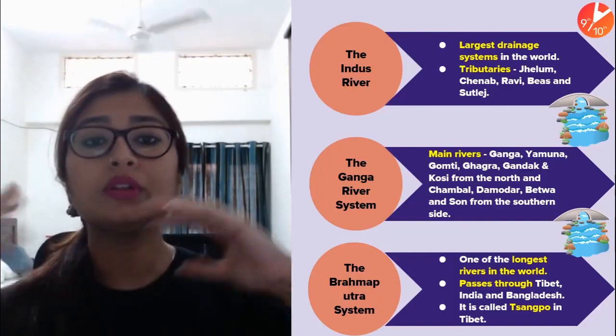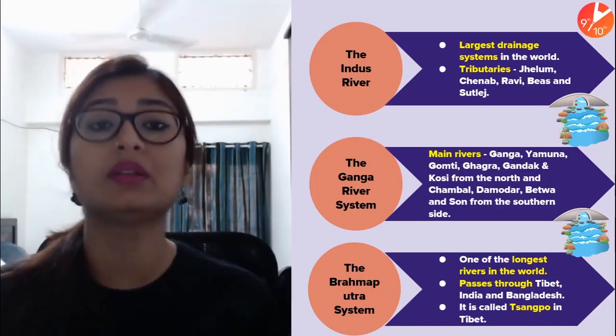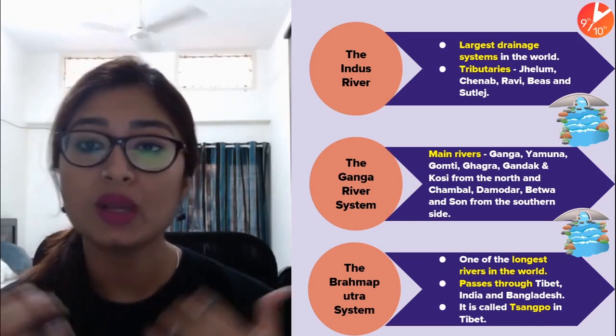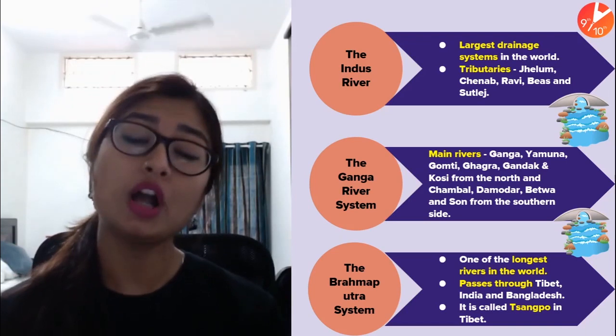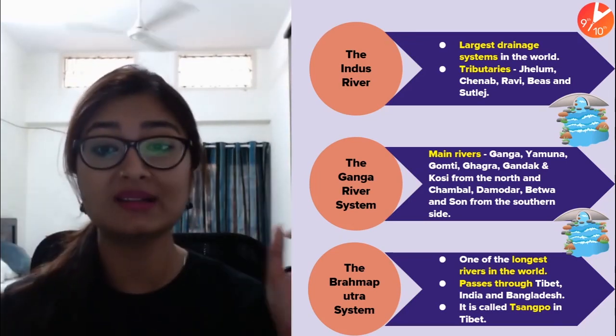Let's talk about the three major river systems that we have in the northern part of India. So we start with the Indus River. The Indus River is actually the largest river system in the entire world. In the entire world, it's the largest, guys.